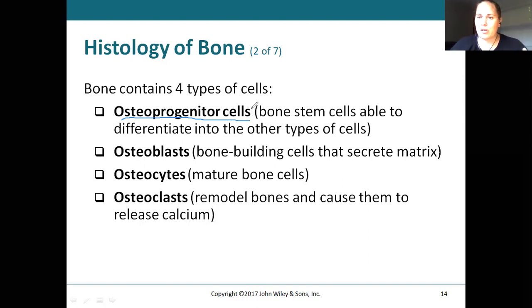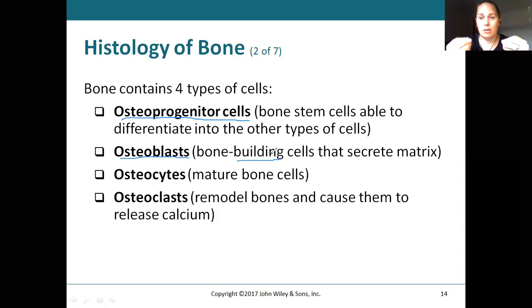So your osteoprogenitor cells are constantly dividing. Think of, when we talk about mitosis, these are the cells that are constantly going through mitosis, and more of those cells are being made. Okay, osteoblasts. So osteoblasts are the bone building cells.